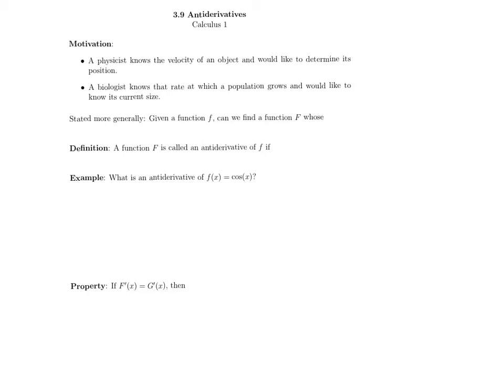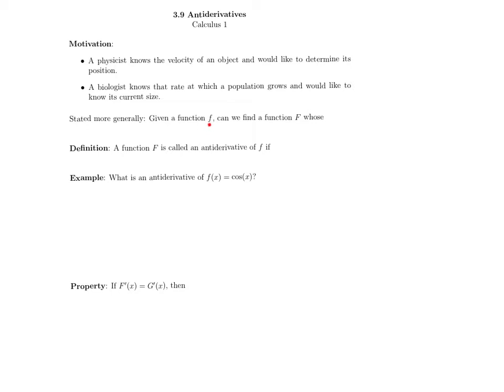In order to use this so-called fundamental theorem of calculus, it turns out we need the concept of an antiderivative. So let me start off with just kind of a motivating scenario. A physicist may know the velocity of an object and would like to determine its position. Or similarly, a biologist might know the rate at which a population grows and would like to know its current size. And both of these statements or questions are really getting at the same idea.